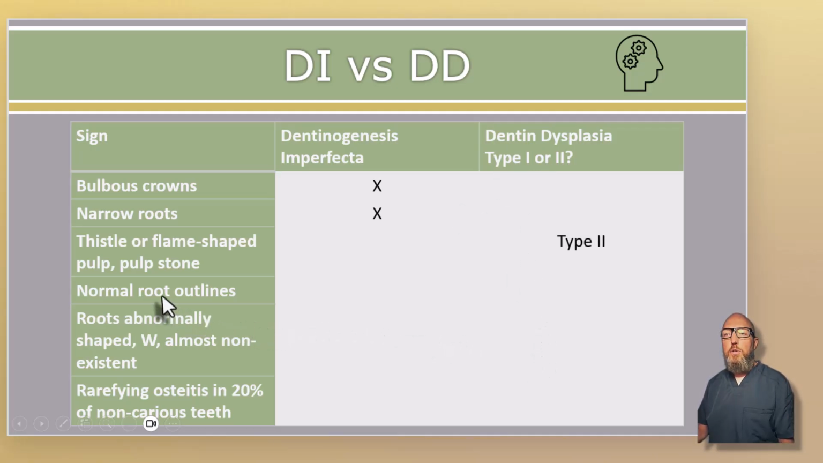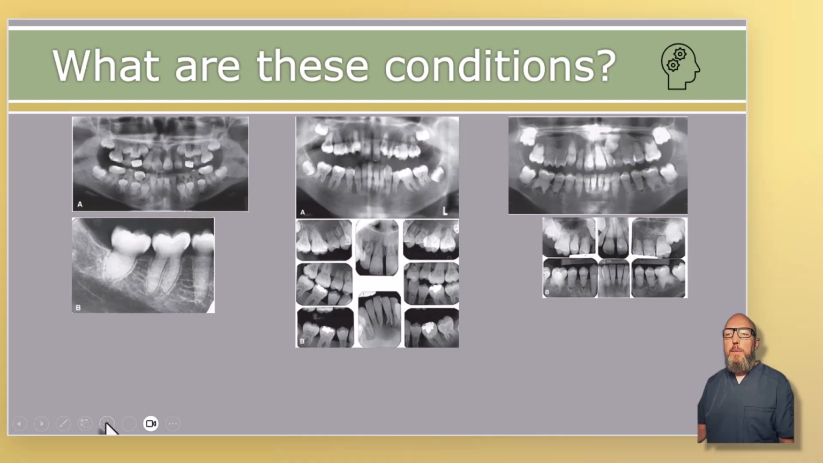Which one has normal root outlines as opposed to the W-shaped root? So which one doesn't affect roots? That's the coronal, or your type 2. And so your W-shaped roots, sometimes those roots are so small they're almost non-existent. That was your type 1 dentin dysplasia, or radicular type. And then rarefying osteitis in about 1 out of 5 teeth, even though they're non-carious, that was also your radicular or your type 1 dentin dysplasia. All right, so hopefully now you're able to identify these.